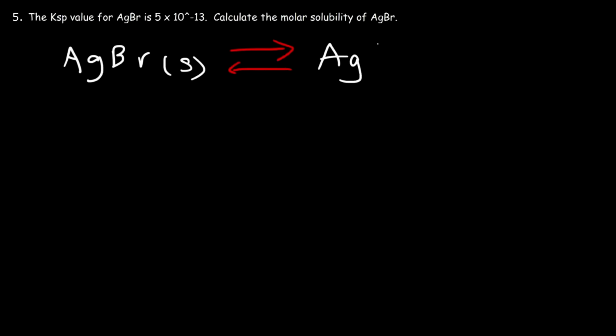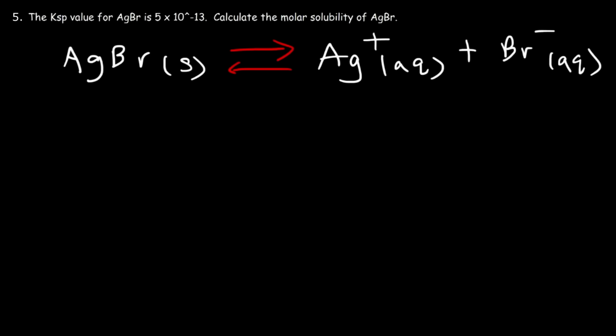So we have the KSP value for AgBr. What is the molar solubility of silver bromide? Now the first thing that we need to do is write a balanced chemical equation. So we've got to write the dissolution reaction for AgBr. If you were to put solid silver bromide in water, some of it will dissociate into silver cations and bromide anions.